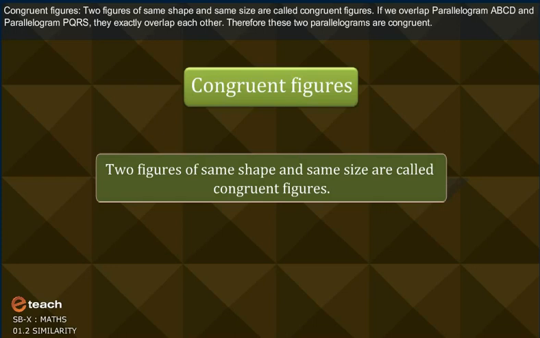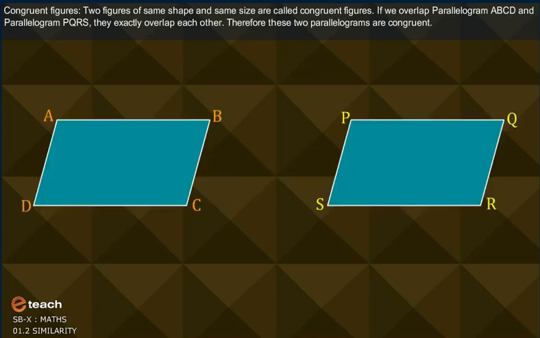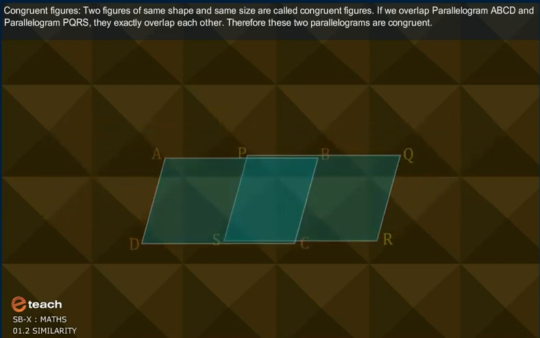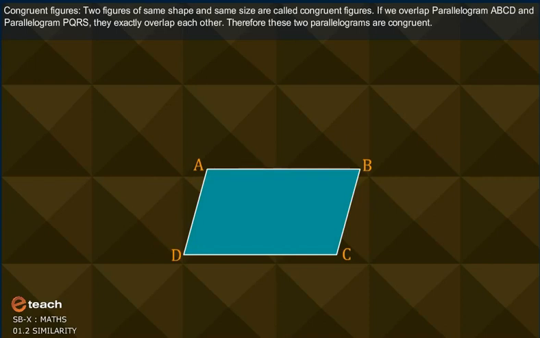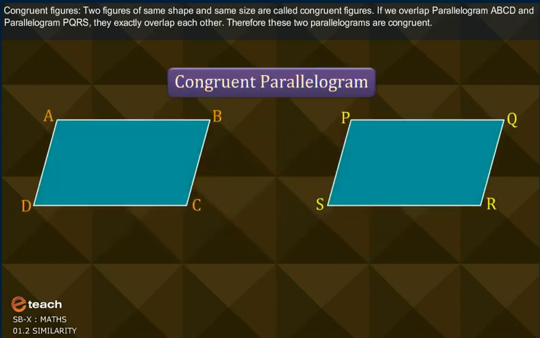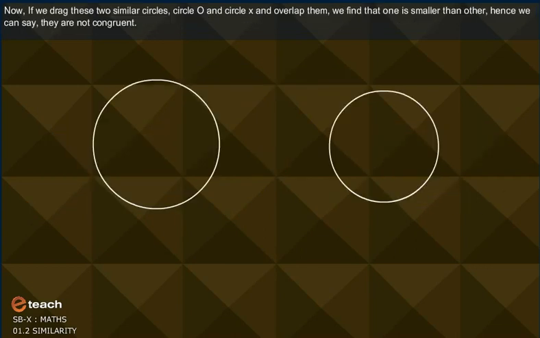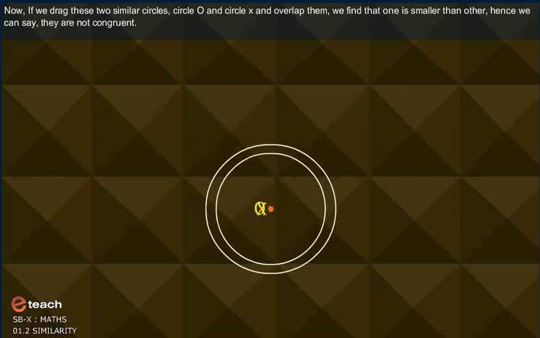If we overlap parallelogram ABCD and parallelogram PQRS, they exactly overlap each other. Therefore, these two parallelograms are congruent. Now, if we drag these two similar circles, circle O and circle X, and overlap them, we find that one is smaller than other. Hence, we can say they are not congruent.